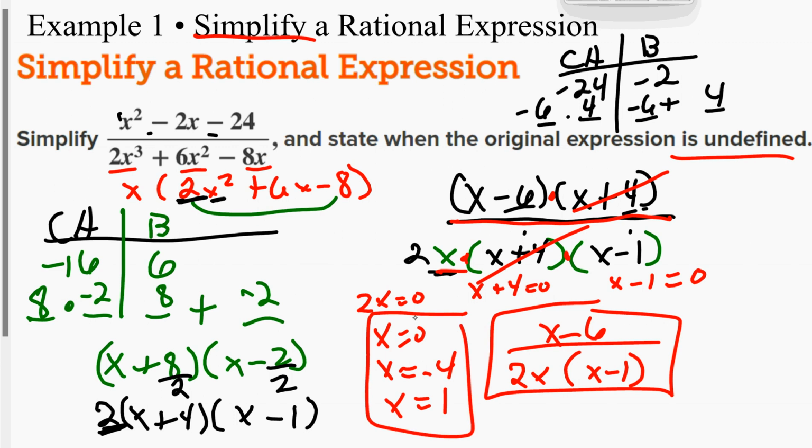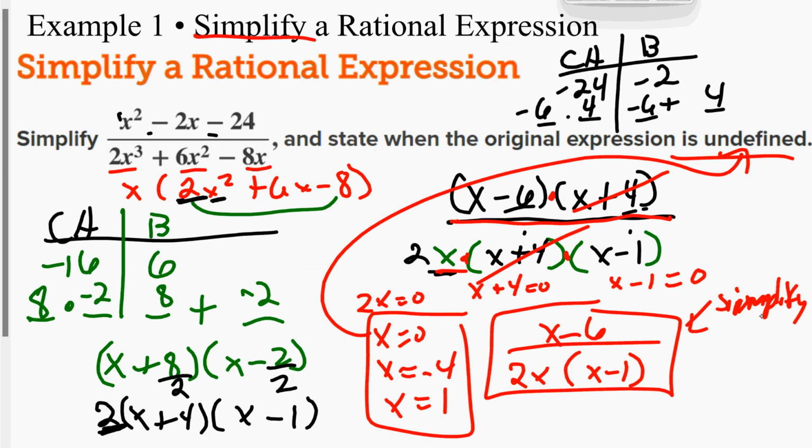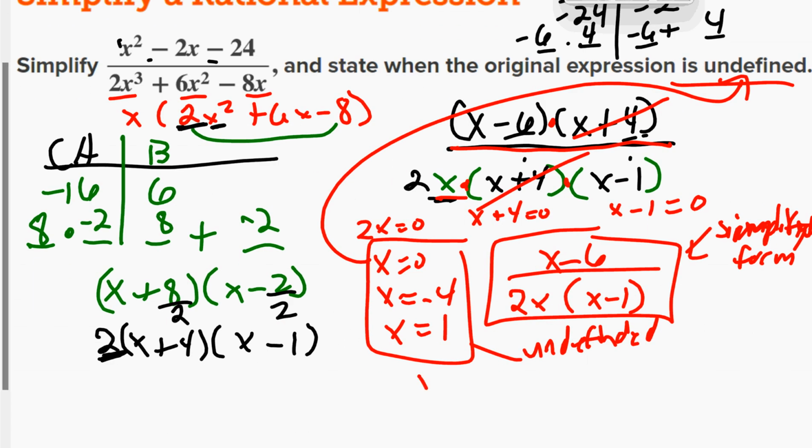So those are all my ones where it would be undefined, because if I plug in those numbers, I'd get 0 on the bottom, and you can't divide by 0. So simplified form, and here are my undefineds. So sometimes it just asks for where it is undefined, and I would just list those x's, right? Sometimes you want to say, oh, well, what can x not be? x cannot be 0, x cannot be negative 4, and x cannot be 1.